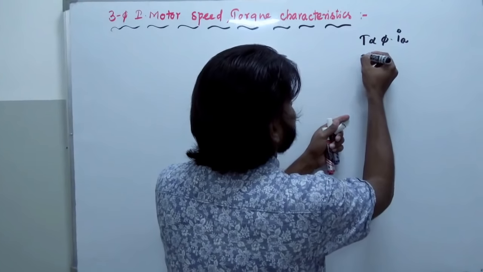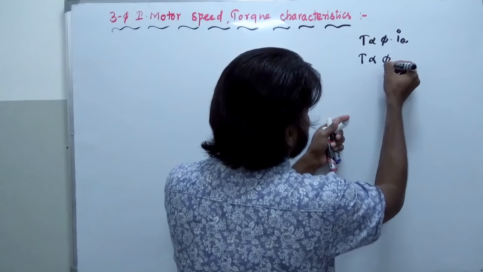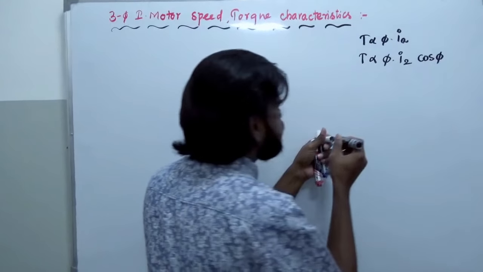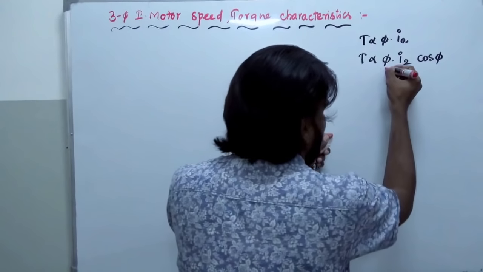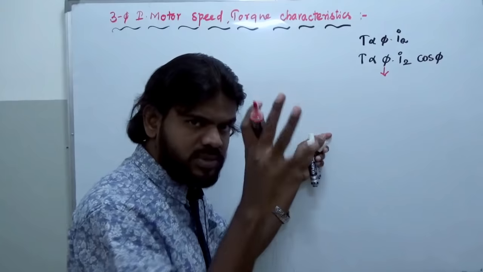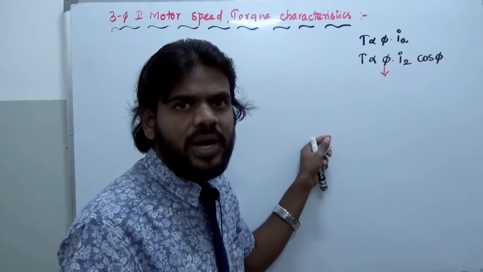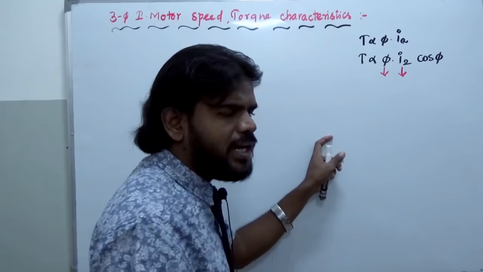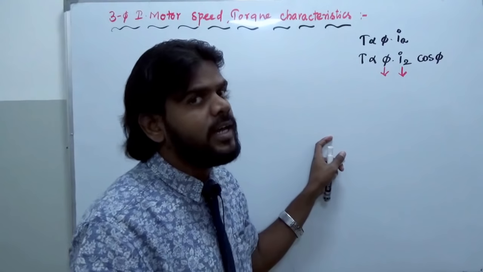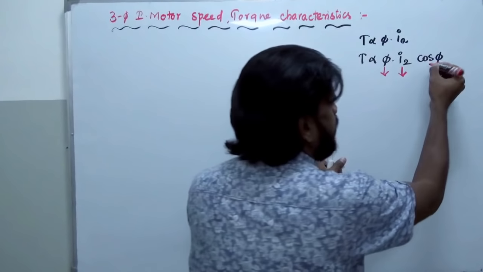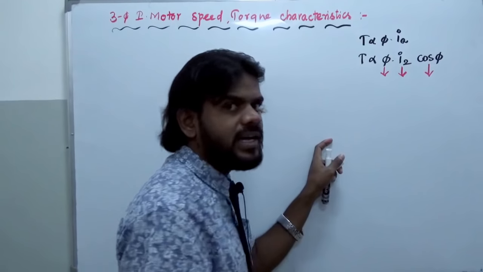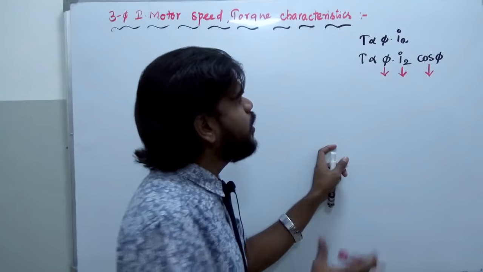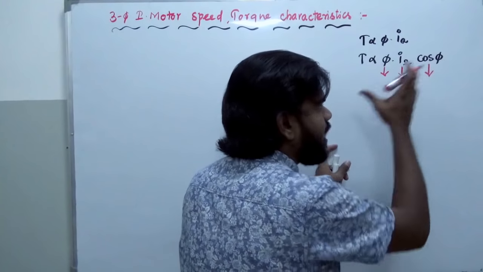But when it comes to an AC motor, you will have a similar equation with slightly different terms. Here phi is the flux set up in the field, maybe the stator winding field flux, and I2 stands for the current flowing in the rotor winding. Cos phi is the power factor of the rotor winding. This is how you have different terms in the torque equation.